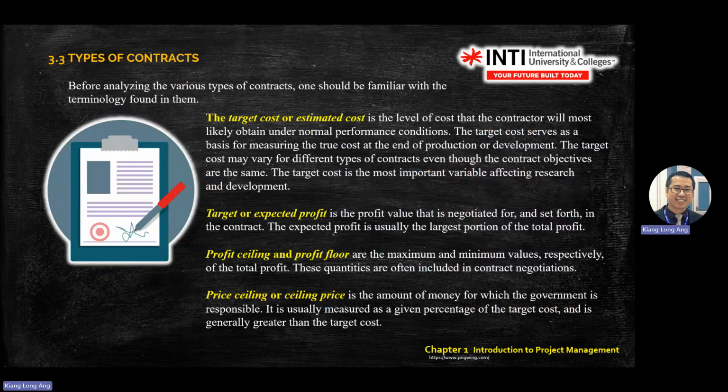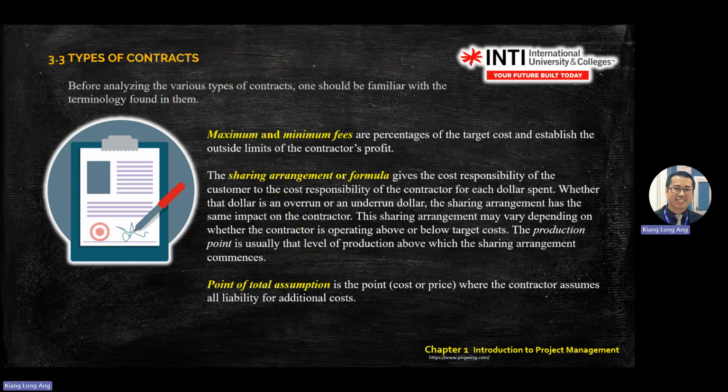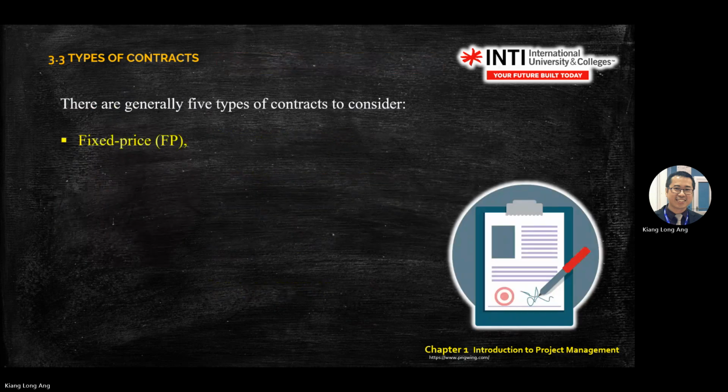So this one, there are a few terms in a contract. I'm not going to read every one of it. Inside a contract, they will mention all these things: all the cost, profit, ceiling price, and so on. So go and read that. This one also has a few terms inside the contract, like what are the maximum fees.